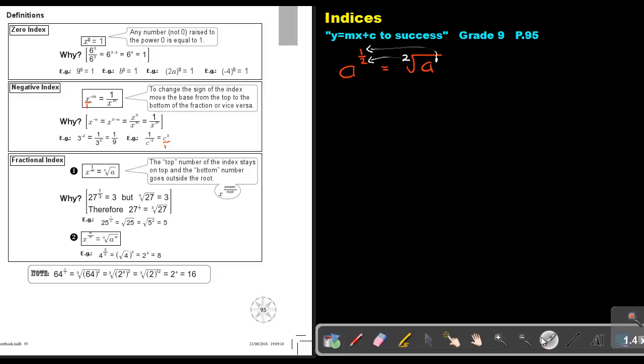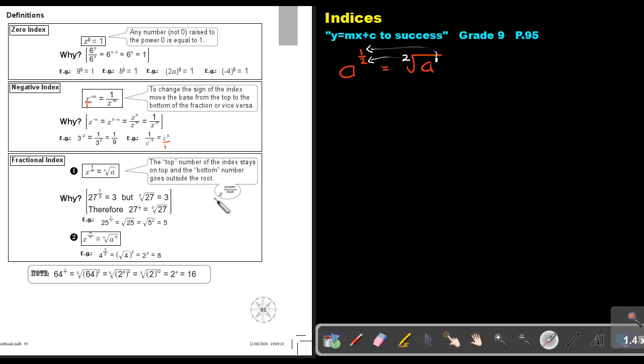Okay, so in the case of this one, the top number of the index stays inside the root and the bottom number goes outside the root. So in this case, 27, the 1 is inside and the 3 will be outside. And if I work it out, I will get 3. So 27 to the power of a third will just be the cube root of 27, and the 3 will be outside and the 1 inside. Okay, so if it's 25 to the power of a half, the 1 is inside, the 2 is outside, and the square root of 25 will just be 5.